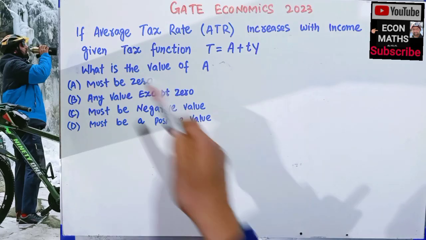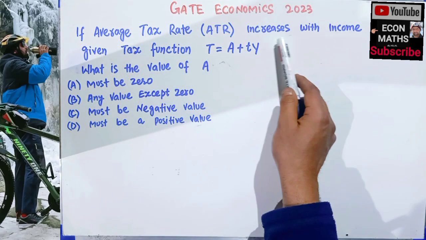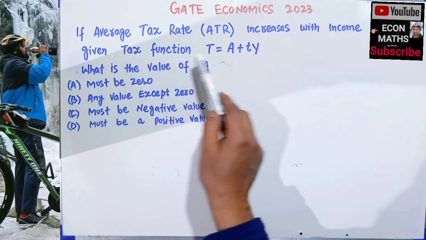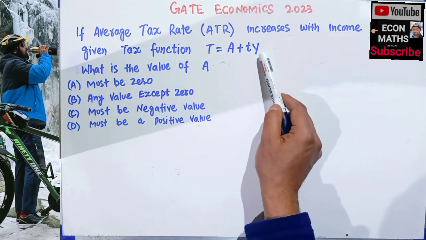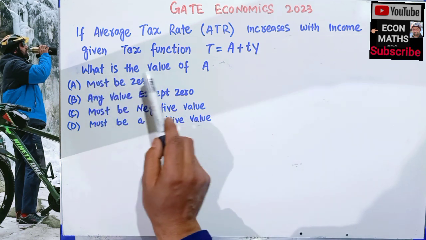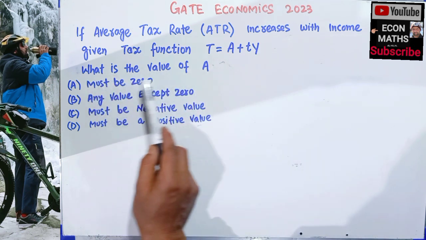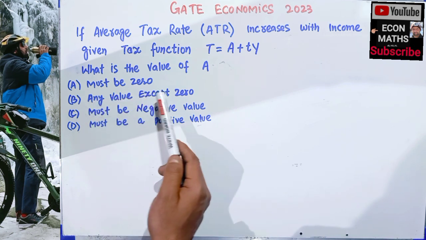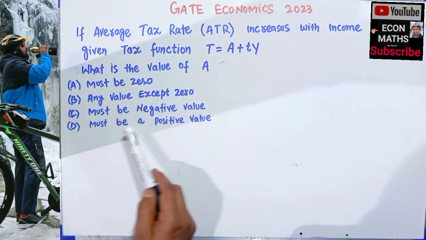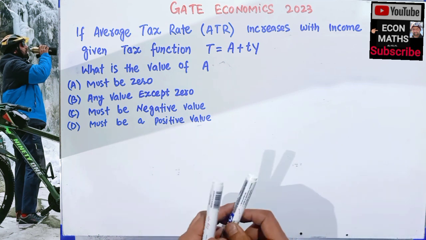The question is, if the average tax rate increases with income, given the tax function t is equal to a plus ty, where t denotes the tax, y is the income, what is the value of a? The options are: it must be 0; it must be any value except 0; it must be negative; it must be positive.